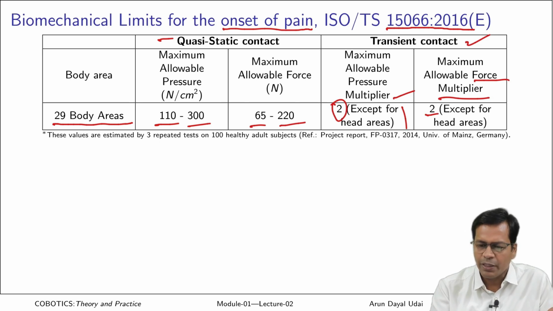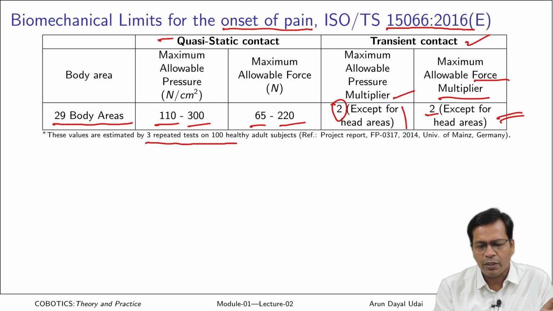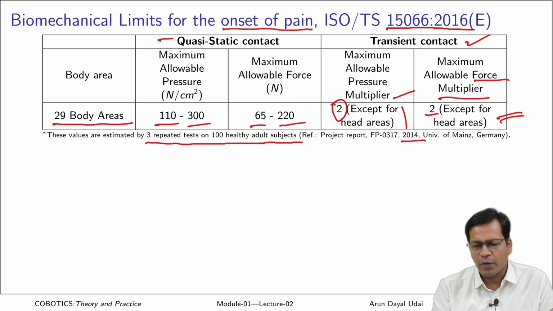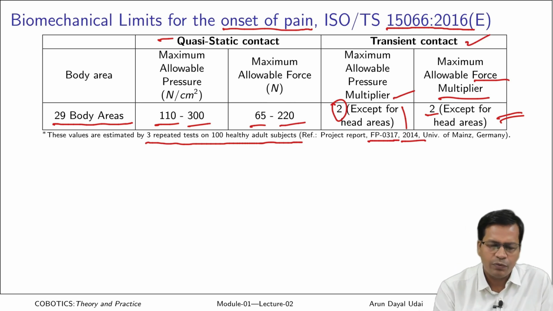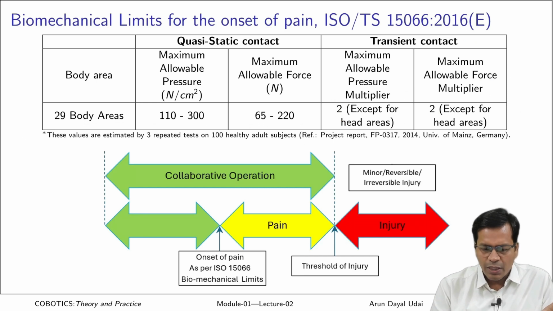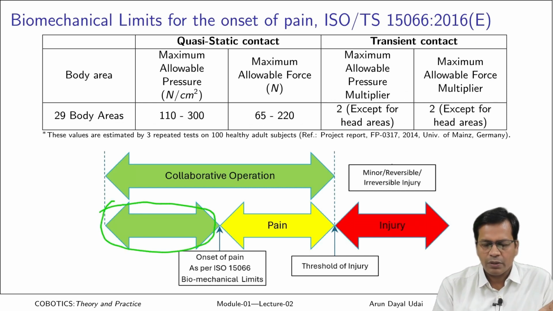So, all these biomechanical limits were estimated by 3 repeated tests on 100 healthy adult subjects. This was a project done at the University of Mainz, Germany in 2014, and you can find the report FP0317, which I have referred to here, okay. So, yes, this is the normal operating region of the cobot, okay.